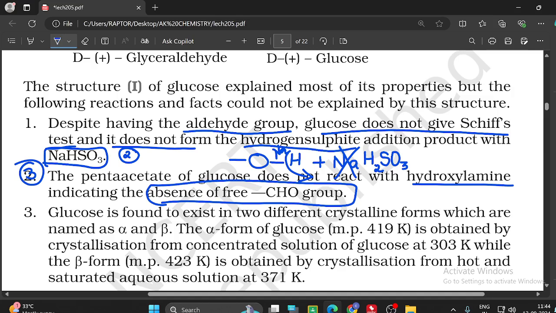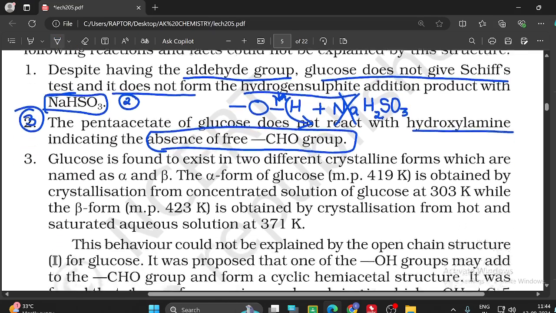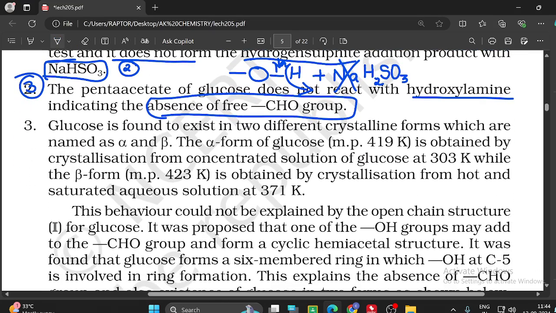It does not react with hydroxylamine, indicating the absence of aldehydes. And see, what are the two different crystalline forms of glucose? One is the alpha form, right? The other one is the beta form. Alpha form, beta form, right?